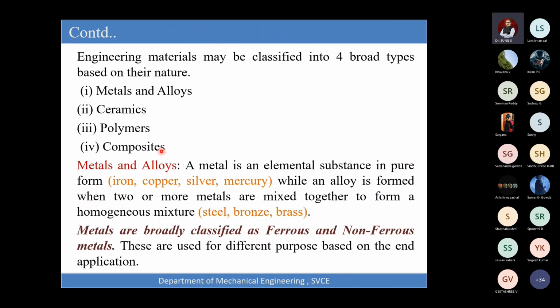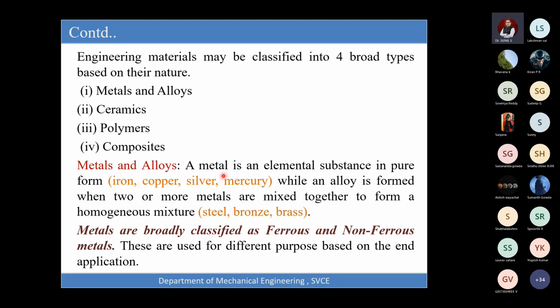So engineering materials broadly are classified into four types, as we saw in the chart. One is metals and alloys. Second, under non-metals we have three: ceramics, polymers, and composites. Coming to the first type of classification, metals and alloys, they are usually of two types, ferrous and non-ferrous, as we told.